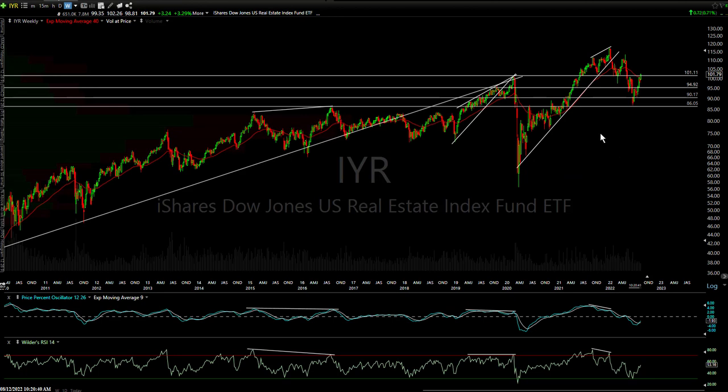Remember, longer term charts are still quite bearish. Put in these big divergent highs. We are in a downtrend. We are in a bear market in just about every sector and index. Make no mistake about it.